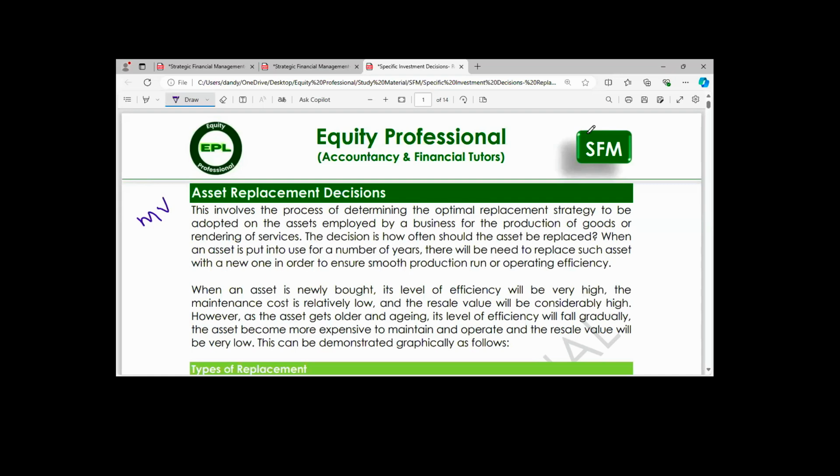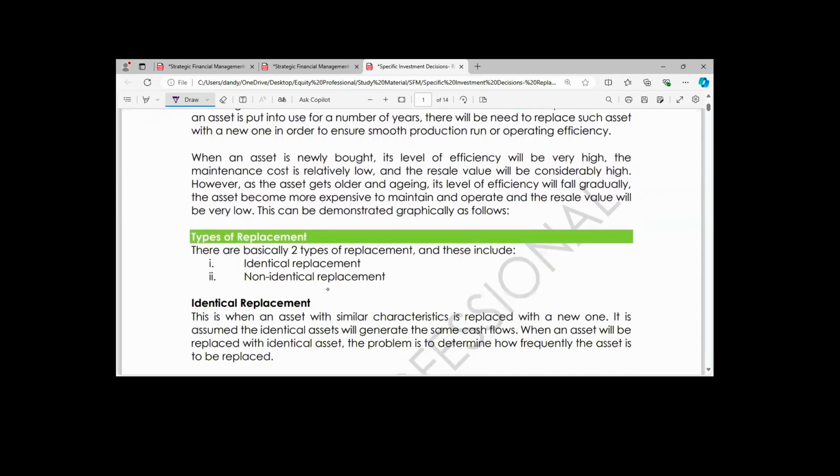What are the types of replacements? Basically, there are two types of replacements of an asset. We have identical replacements. There are also non-identical replacements. When an asset is replaced with a new one with similar characteristics, that is what is called identical replacement. It is assumed that the identical assets will generate the same cash flows.